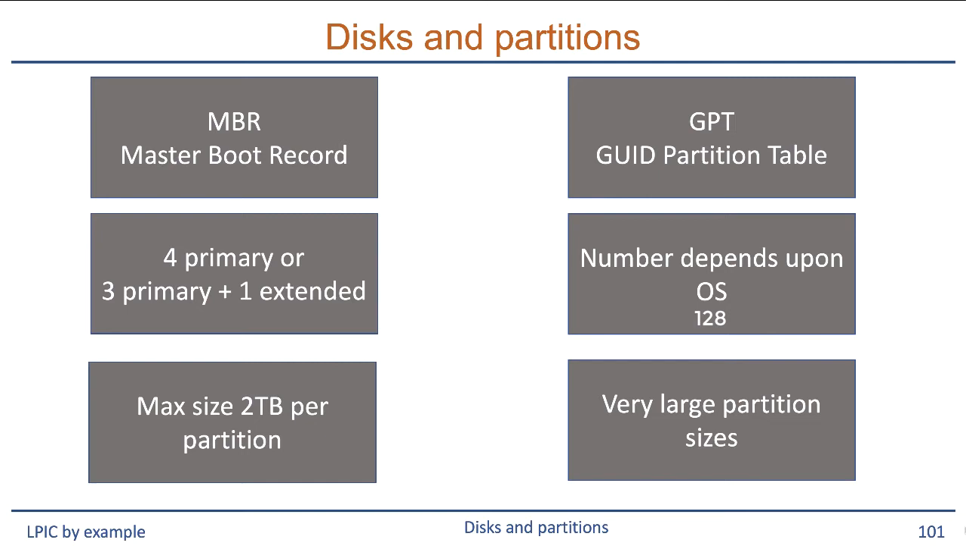Another big difference is the maximum size of the partitions. In MBR it is limited to 2 terabytes, whereas with GPT, this depends upon the operating system again.